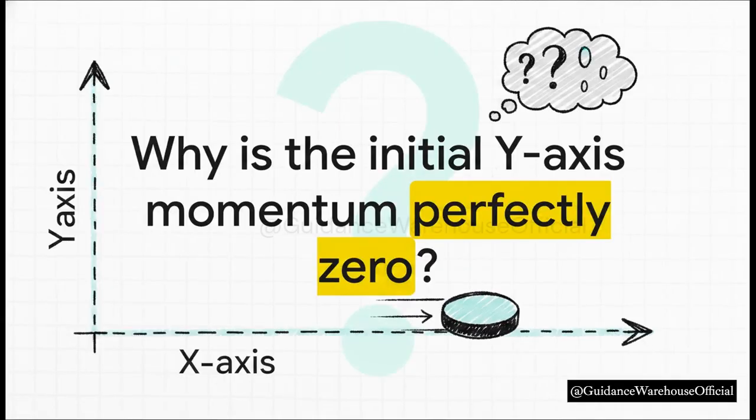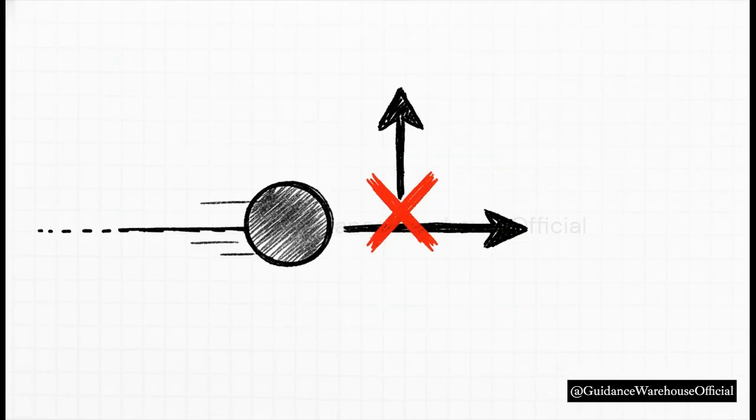Let's pause right there for a quick check. If our incoming object is moving perfectly straight down the x-axis, why is the initial momentum on the y-axis exactly 0? Think about that for a second. Well, because the incoming object literally has no vertical movement yet. It's moving perfectly flat along the horizontal. By intentionally aligning our grid this way, we force the initial y-axis momentum to start at 0.